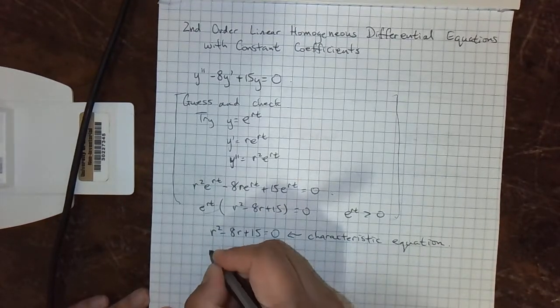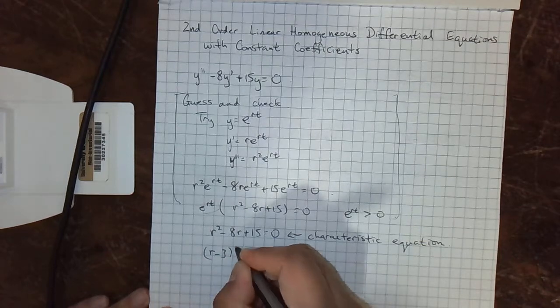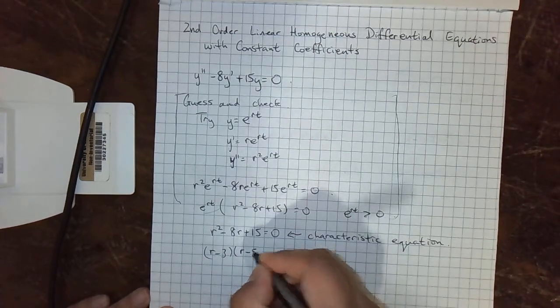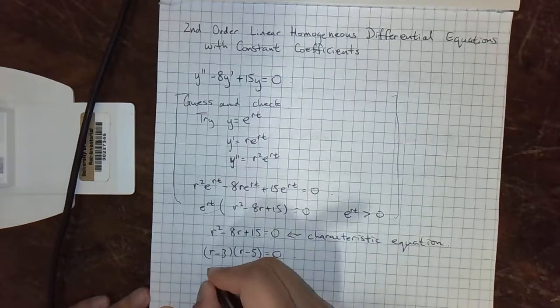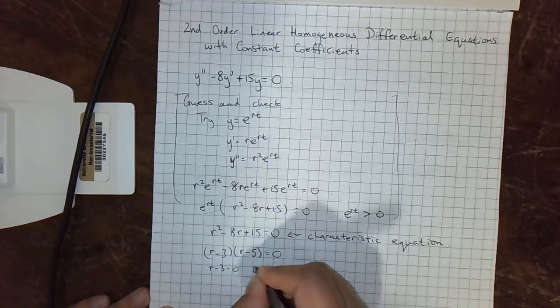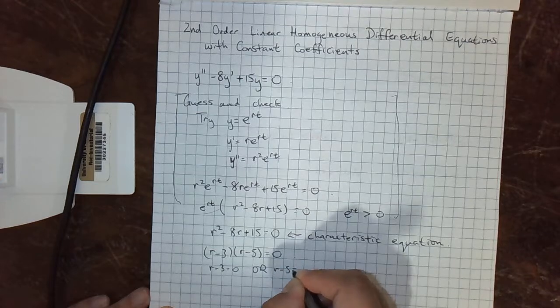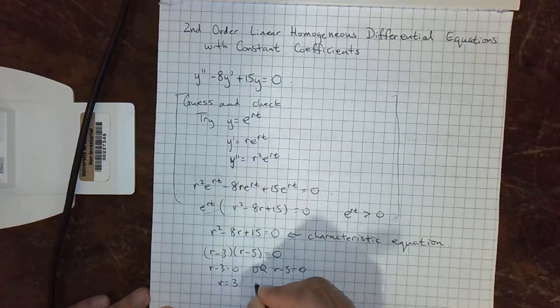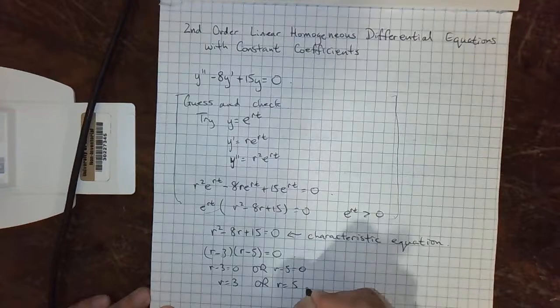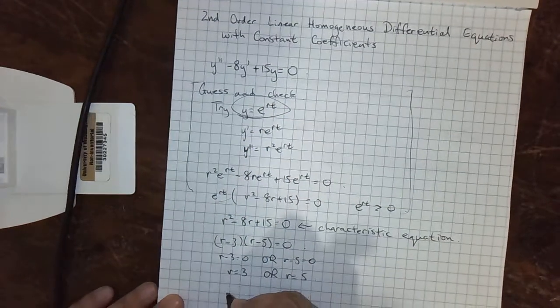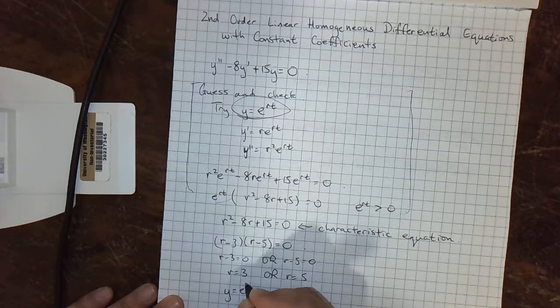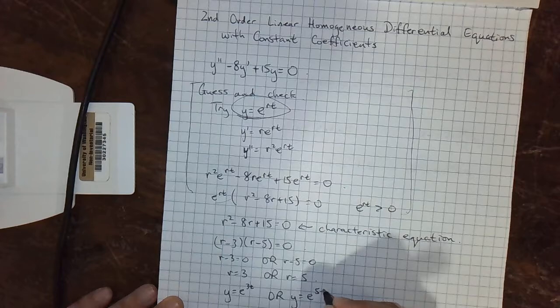This is a quadratic that factors, so that's easy. If it doesn't factor, you can use the quadratic formula. So then we get two numbers multiplied to give you 0. One of them must be 0. r minus 3 equals 0, or r minus 5 equals 0, so r equals 3, or r equals 5. This means back in our original equation, y equals e to the 3t, or y equals e to the 5t.